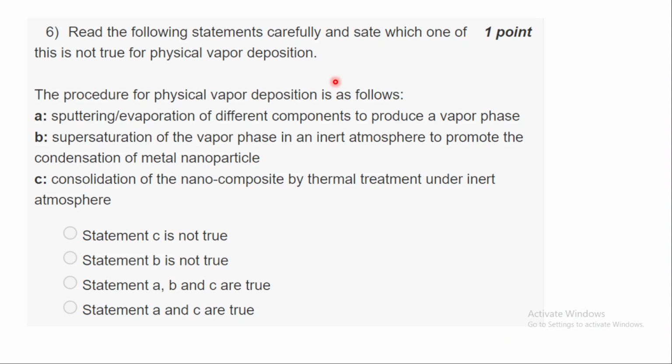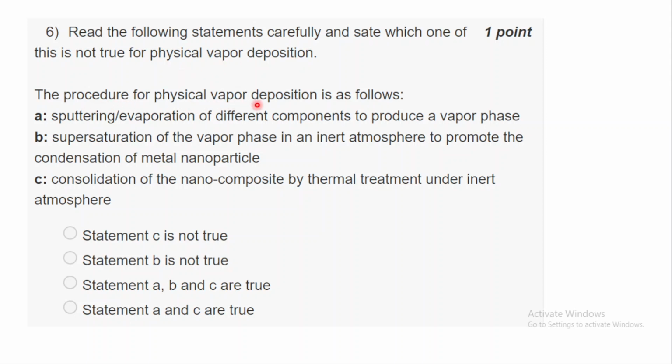Okay, so this is a big question here. You take your time and read this. I'll read it out for you. Read the following statements carefully and state which one of this is not true for physical vapor deposition. So it's in continuation with the PVD technique. Read the following statements carefully and state which one of this is not true for physical vapor deposition.